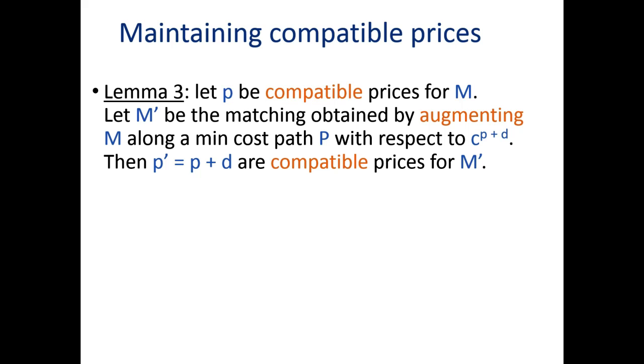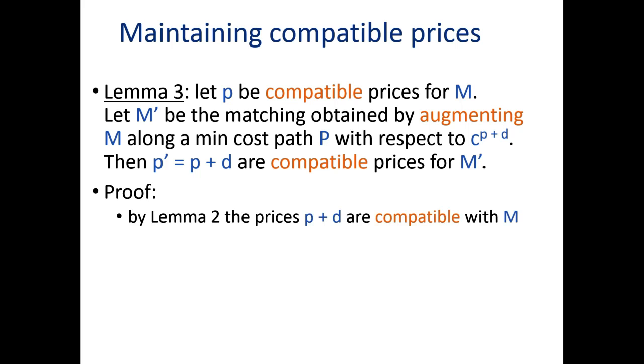Okay. So this is what this lemma does. Suppose we have compatible prices for matching M, we augment it along our procedure, along a min cost path with respect to C plus D, and the new prices are compatible not just for M but for M prime. This means that we manage to execute a stage of our algorithm, obtain new prices and new matching, and the new prices are compatible with the new matching. Okay, so why is that?